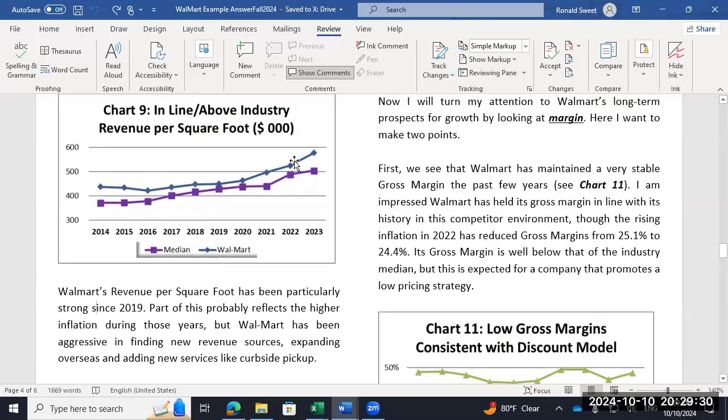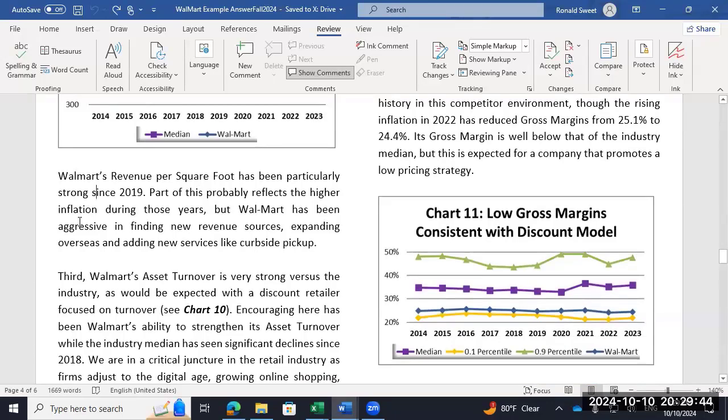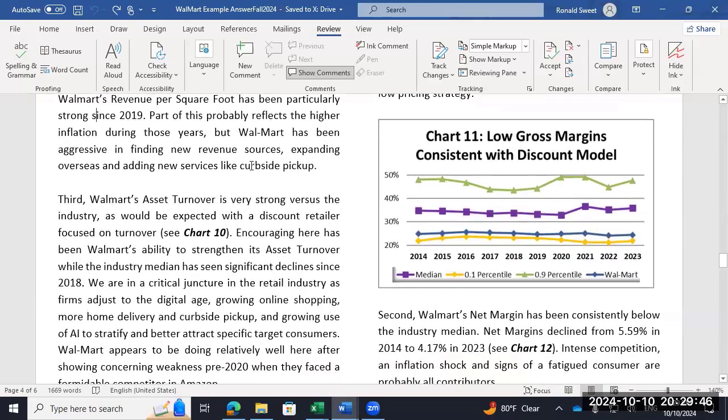There could be inflation in these years, right? 2022 could be inflation that's going on because we're talking about revenue here. To Carlos's point, we're not talking about cost of goods sold and gross margins. We're talking about revenue here. So the revenues went up, but the cost of goods sold probably also went up, but that's good. They have been aggressive in finding new revenue sources like curbside pickup and even home delivery.